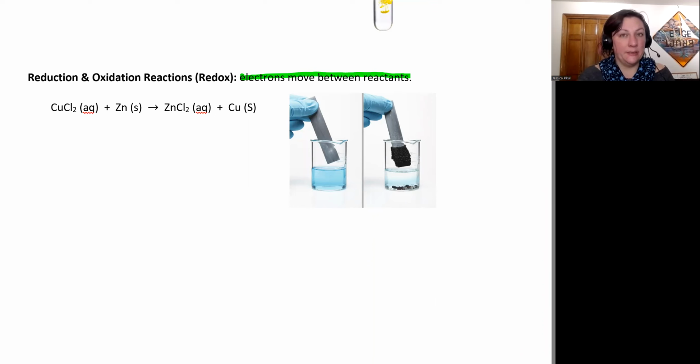Some of these are easier to see than others. And I love this example because it has a color change, and also it's easier to see things change from the element to something that's an ionic compound.